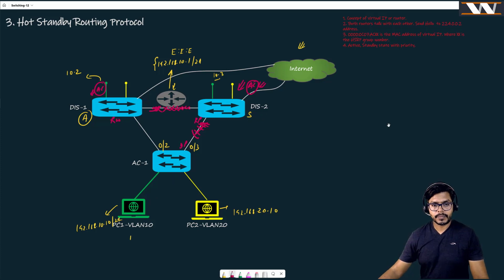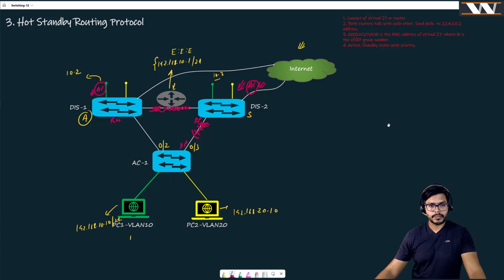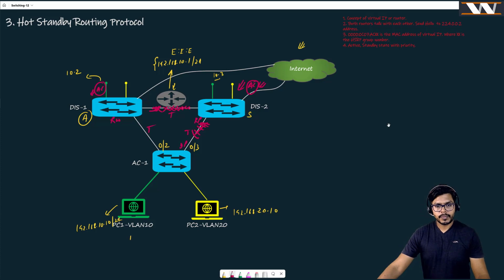The hello packet, HSRP hello, I'm asking about HSRP hello. If the point to point goes down, HSRP hello automatically shifts towards the access switch. Yeah, this point to point link is also the trunk link. Everything between these switches is trunk. I forgot to mention that. Okay, then it's fine.